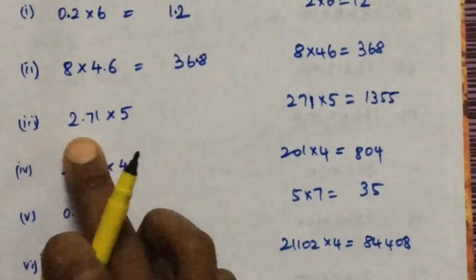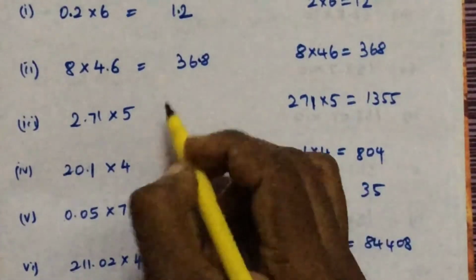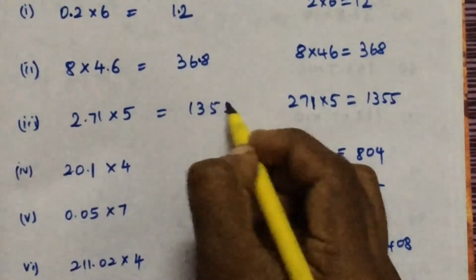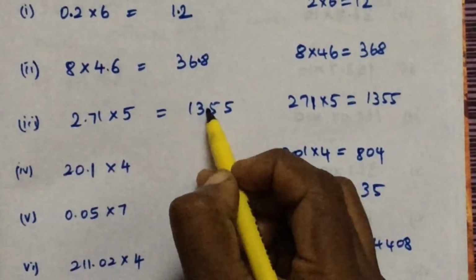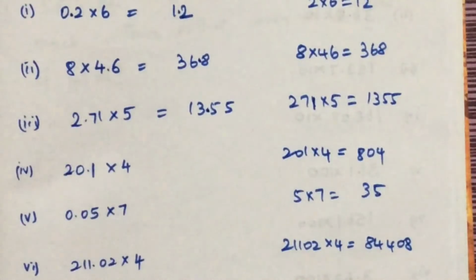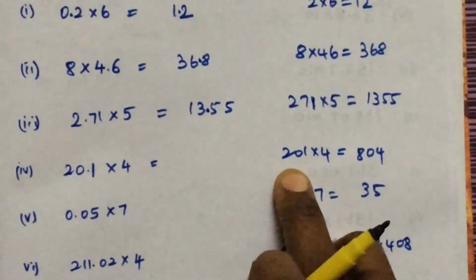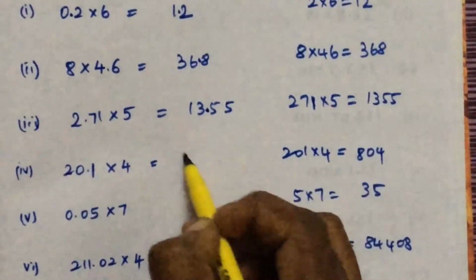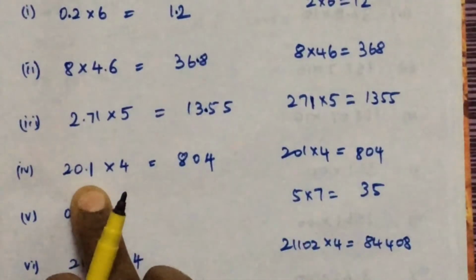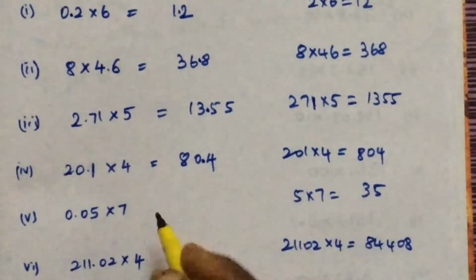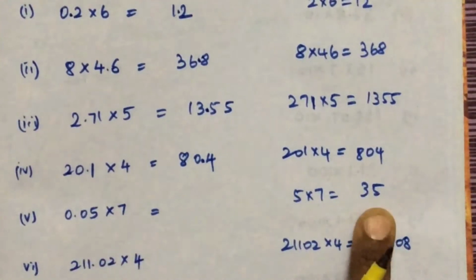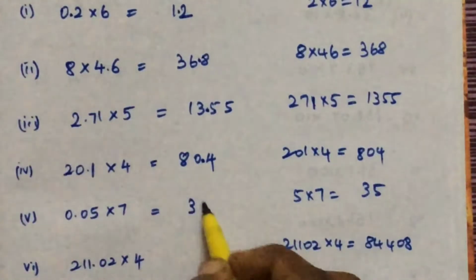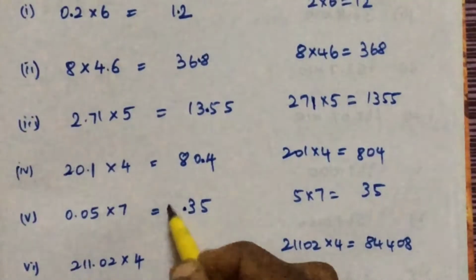Next is 271 multiplied by 5, which is 1355. There are 2 digits after the decimal point, so move the point from here to here, 13.55. The next is 20.1 multiplied by 4. 201 multiplied by 4 is 804. There is 1 digit, so the point will come here. The next is 5 multiplied by 7. 5 multiplied by 7 is 35. There are 2 digits, so from here the point will go here.